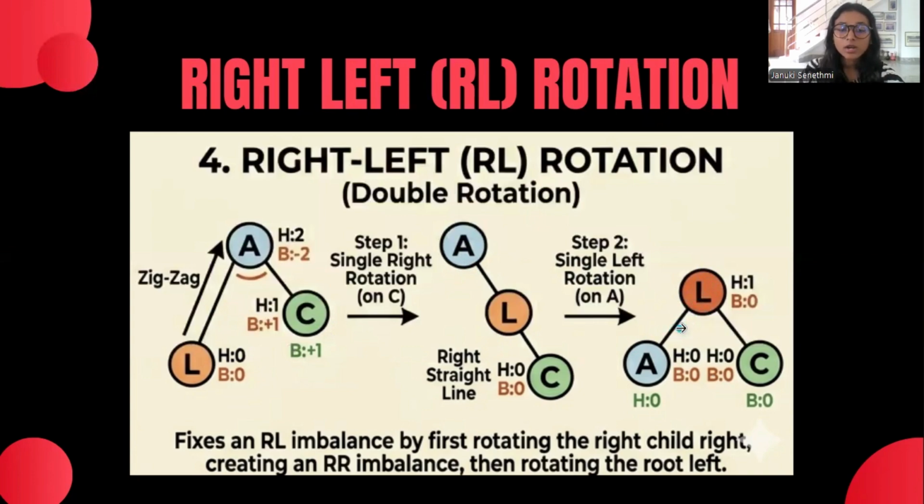So remember, right-left rotation equals a right rotation first, then left rotation. This rotation helps AVL trees maintain balance and keep operations efficient.